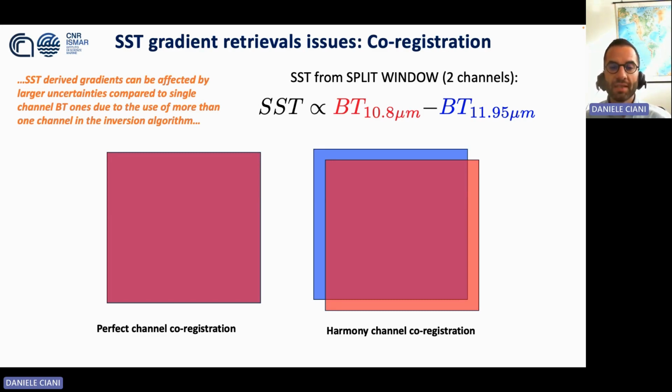So if we imagine a standard SST retrieval, for instance, based on a split window algorithm, as shown by the equation top right, we imagine that the SST is proportional to the difference between brightness temperature acquired at different IR channels. If we assume perfect channel coregistration, we have a condition which is well represented by the scheme on your left. While if we have a coregistration issue between the two channels, we may generate an offset in the geolocation of the scene at 2 different channels. And this can generate offsets that can degrade the SST retrieval and in turn the SST gradient retrieval.